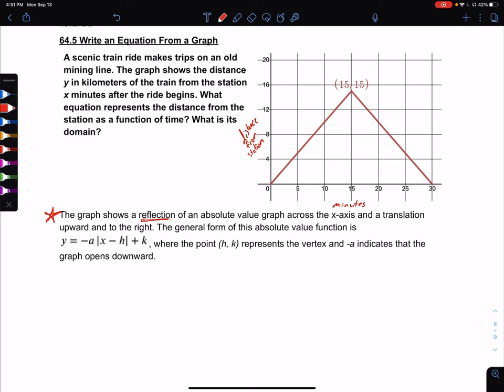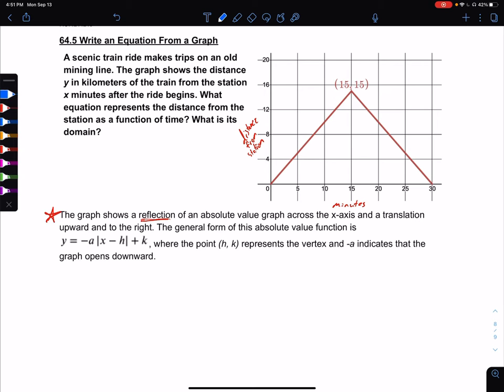So normally, right, our parent function would be right at the origin. This graph, the vertex, is shifting right and up. So that's important to note. We are going to end up using that vertex in our equation. The general form of this absolute value function is y is equal to negative a times the absolute value of x minus h plus k.